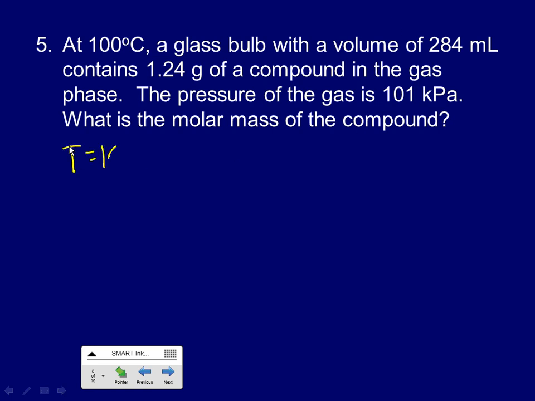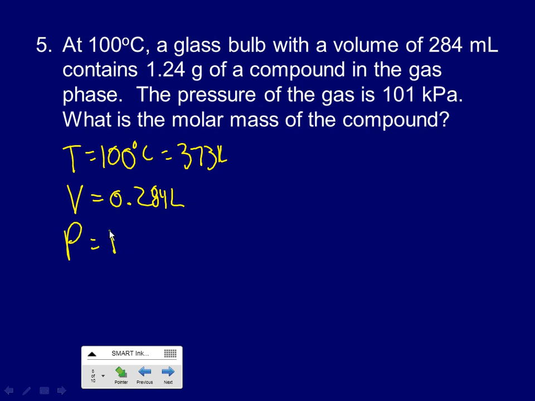I've got a T, 100, which is 373 Kelvin. That's an easy one. I'll add that one up. We've got a volume. Now, what do I have to do with that? Change it to liters. I'm not even going to write down 284. I'm just going to move that over like we've been doing for our solutions. 0.284 liters. And I've got a pressure. 101 kilopascals. Seems to be only 3 significant digits, but that's okay. Everything else is.